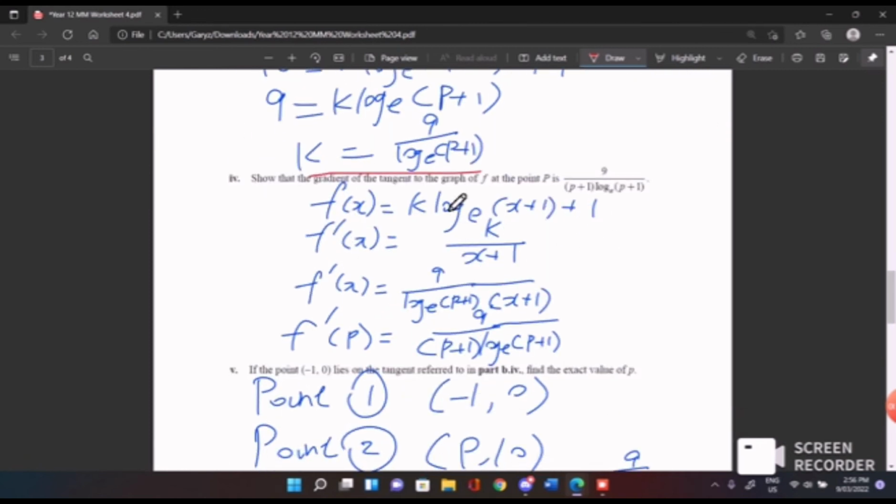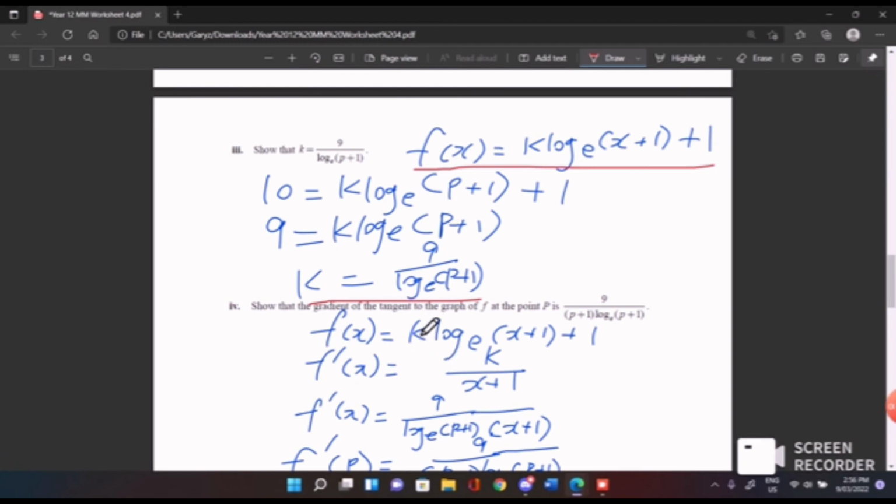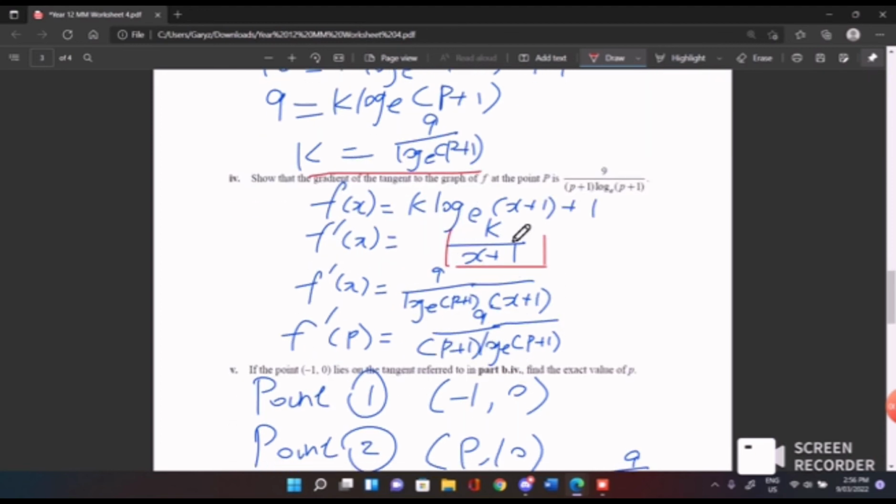And the next question is we have to show that the gradient of the tangent at point P is equal to this. So immediately when we see gradient for any methods questions, we will immediately think of the derivative. Because k is a big value, I decided not to sub it in right now, and we can sub in at the end, so we can save space. So we have f of x is equal to all this, and the derivative of that is equal to k on x plus 1, so that's the derivative. And now we can sub k as what we worked out before, which is 9 divided by log e of p plus 1, and we get this.